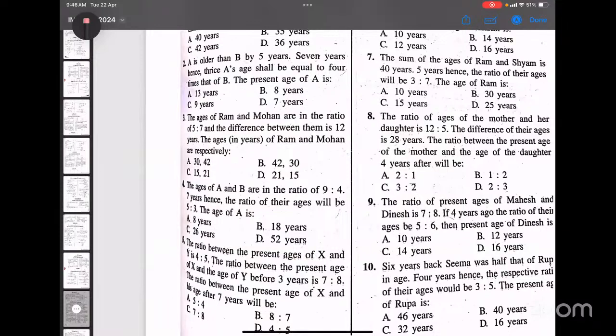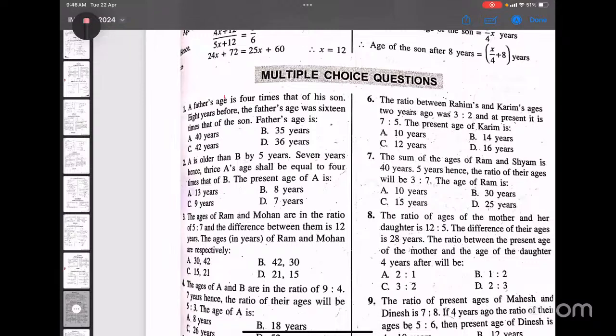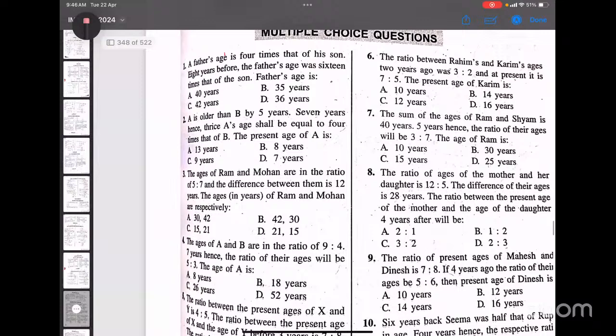Sir, can you show the first question again once? First question again, yes. Do you have this PDF? Yes. This is a book for IMU CET. Yes, sir, we have. Okay. So how will you solve second question?